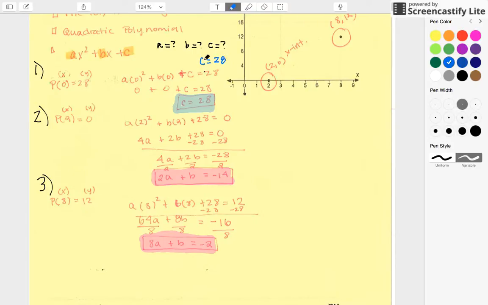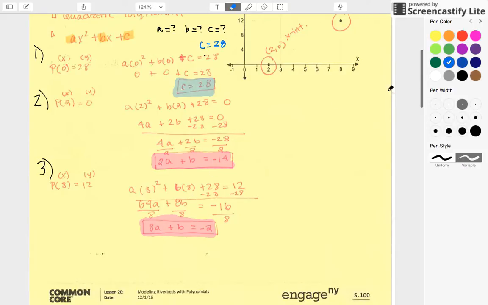And those are usually easier because you'll have your y-intercept. In the second video and third video, you'll have more information about this. So then what we can do now is set up a systems of equations. Okay, so here you're going to write on the side here systems of equations, and you're going to set up like this. So we have 2a plus b equals negative 14. And then we have 8a plus b equals negative 2.